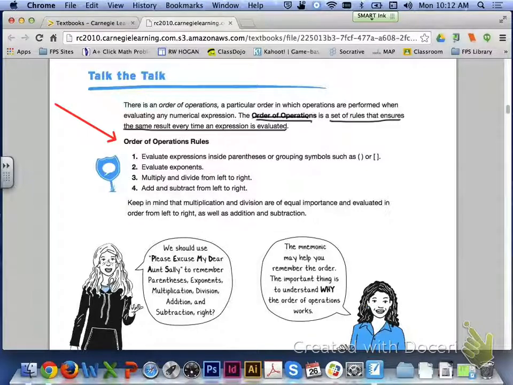It does say keep in mind that multiplication and division are of equal importance and evaluated in order from left to right, as well as addition and subtraction. We talked about that at the beginning of the lesson. We will also be doing a graphic organizer activity to help you remember these order of operation rules.